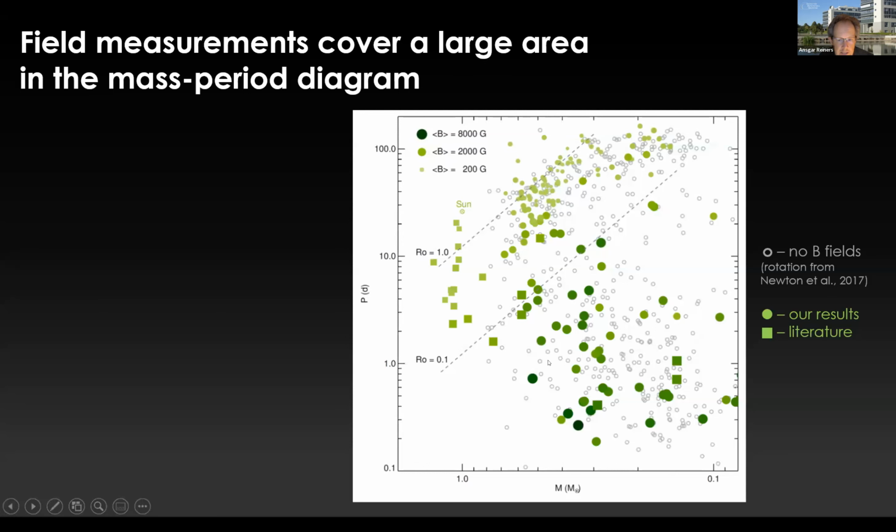And what we can see is that the magnetic field during that adventure diminishes. And this is not very new information. This was all expected and known, but we can nicely see it here. And what else you can see is that the size of the symbols, which show you the strength of the field, and the darkness of the color, sort of goes along diagonal stripes here, which are essentially showing the Rossby number.